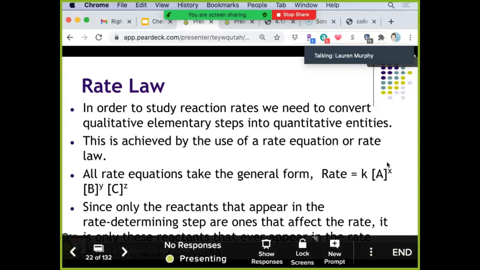And then they will be raised to these little exponents right here that are going to be called orders. This is going to make more sense when we actually write rate laws, which isn't going to happen today, but we will go more into it. But all of our mechanisms can be used to help write rate laws, the rate or the speed of a reaction.